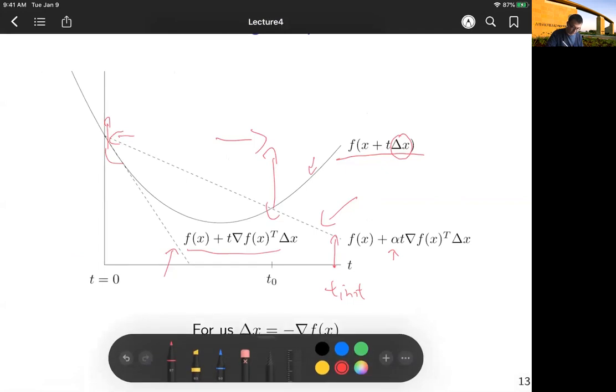Is there a way that I make this thing smaller?